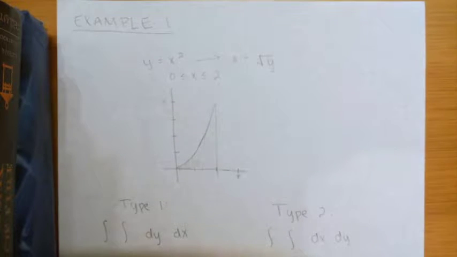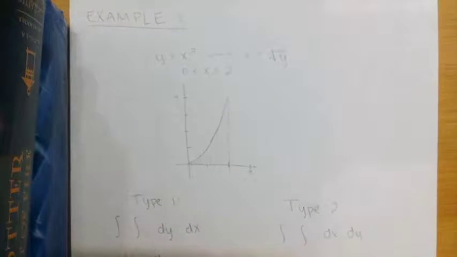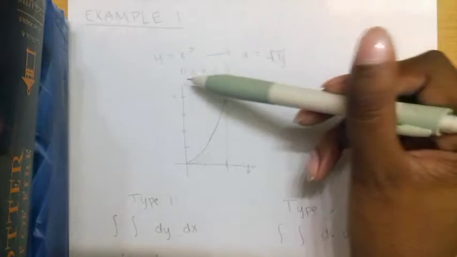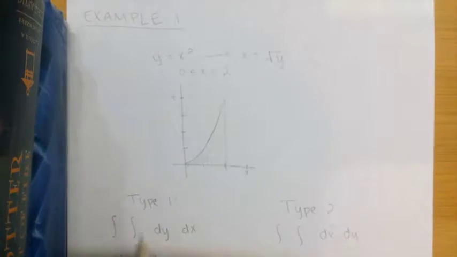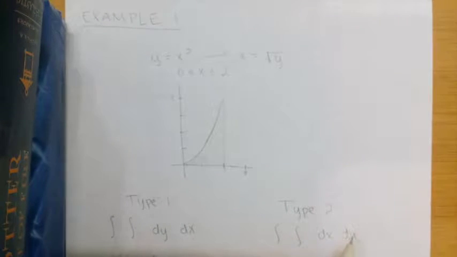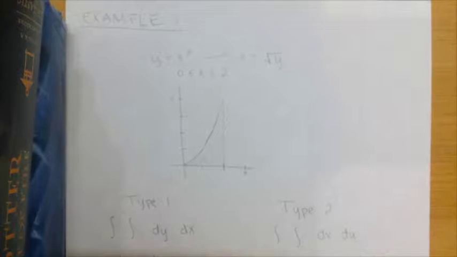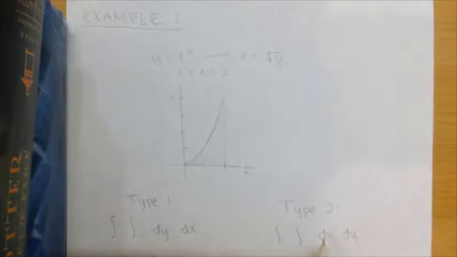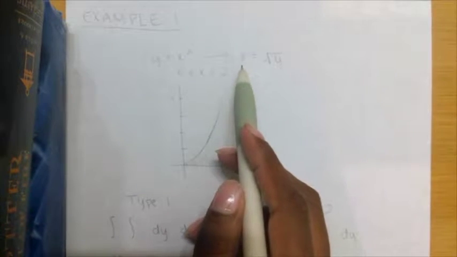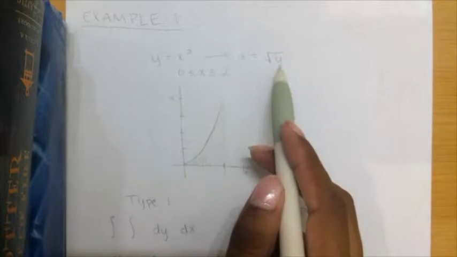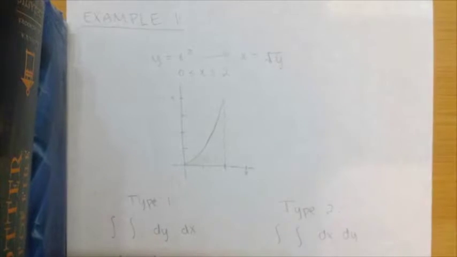Okay, so I'm starting with, for my first example, we're going to be solving for a pretty easy equation, y equals x squared from 0 to 2. And if you notice, I will have both type 1 and type 2 double integrals, and that's because you can solve for both. The only real difference is that type 1 integrals are in terms of x, and type 2 integrals are in terms of y, which is why over here I changed it to in terms of y, so x equals the square root of y.